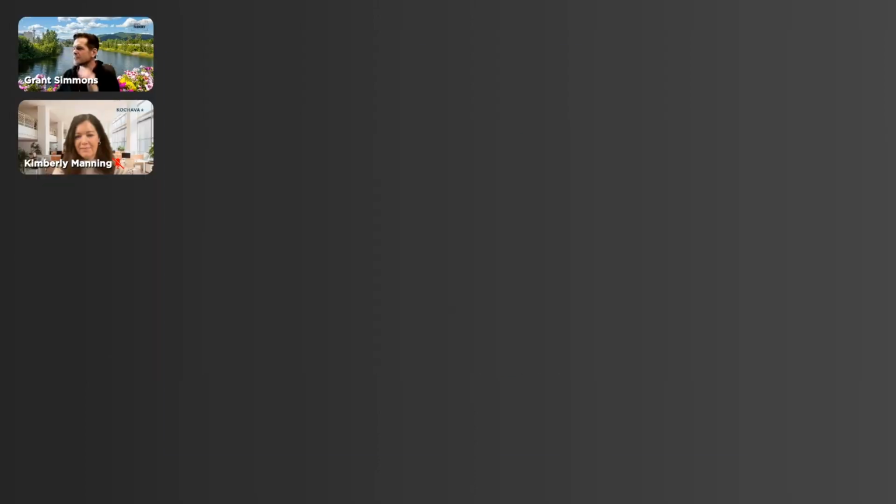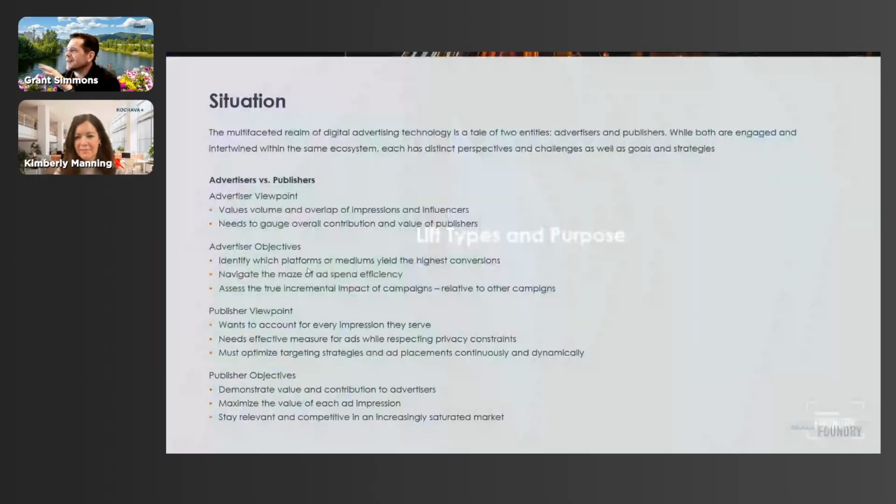All right, and so I just mentioned that with lift and incrementality, there's really two parties involved. There's the publisher and the advertiser, right? And what each values is a little bit different, and what each is looking for is a little bit different. If we think about the advertiser, they want to know across their publisher suite contribution. They want to know overlap. They want to know influence. And they want to ultimately optimize to the highest conversions at a publisher level.